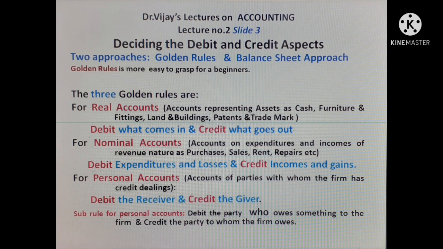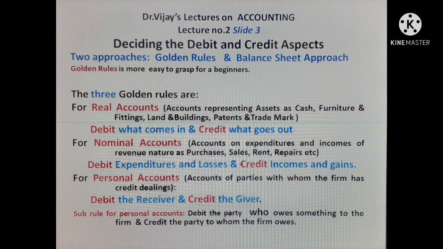Now the second category is nominal accounts. Accounts in the names of expenditures and losses and incomes and gains of revenue nature. Every firm has a number of items of expenditures and losses and incomes and gains. For a trading firm, the major item of expenditure is purchases and the major item of income is sales. Besides purchases, it will have a number of expenditures: salaries to employees, wages, rent, water charges, electric charges, so many expenditures. Like that, there will be so many incomes other than sales, such as interest income, commission received, etc.